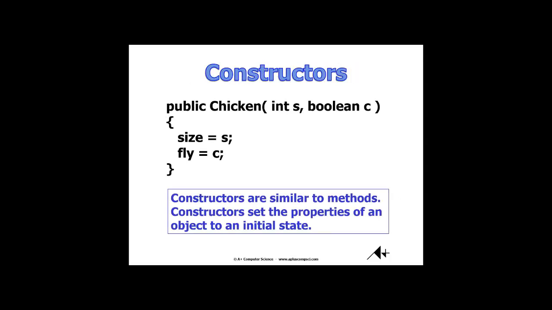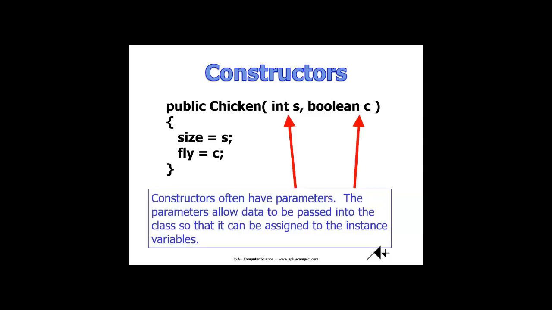So here is a constructor. A constructor goes inside the class and it has parameters, and typically those parameters are receiving information that needs to be assigned over to the instance variables. So here we have formal parameters S and C. S is an integer and C is a Boolean. Notice that we're assigning those over to our instance variables size and fly. The instance variables go on the left of the assignment and then the parameters go on the right. And typically the instance variables match up with the parameters that are being passed in.